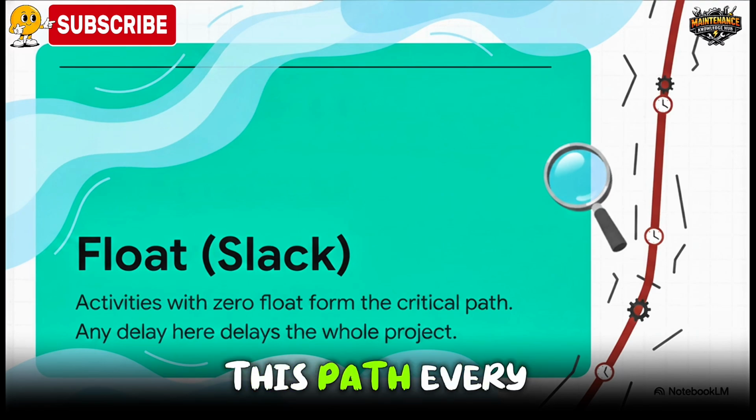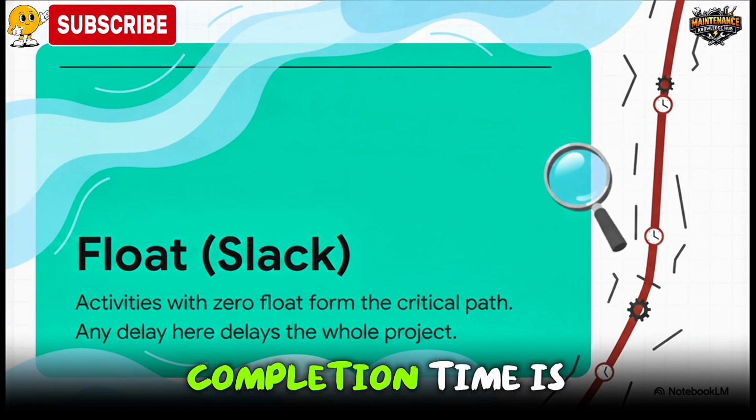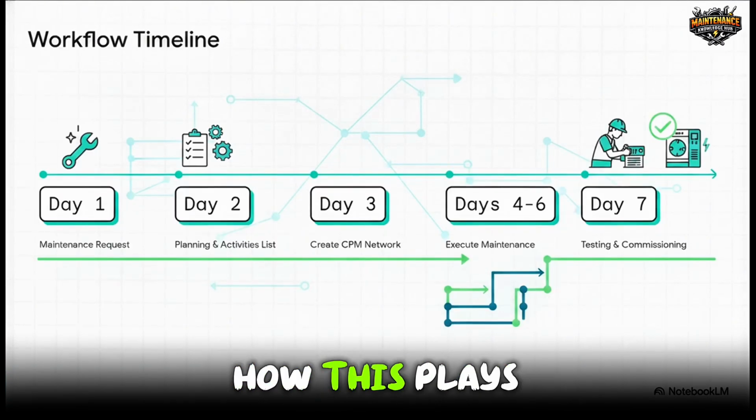Once you're on this path, every single second counts. If a 0 float activity gets delayed by just 1 hour, well, your entire project completion time is delayed by exactly 1 hour. No way around it. Let's look at how this plays out across the lifespan of a general work order.